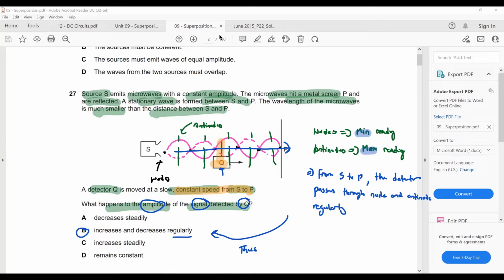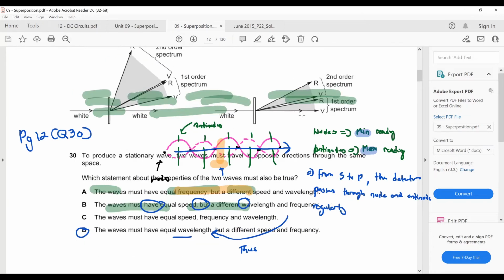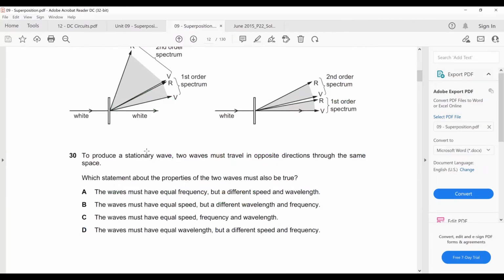Okay, next one, page 12, question 30. Have a look at page 12, question 30. I'll just clear off everything here. Now, to produce a stationary wave, two waves must travel in opposite directions through the same space. This one is talking about stationary waves right now. What statement about the properties of the two waves must also be true?